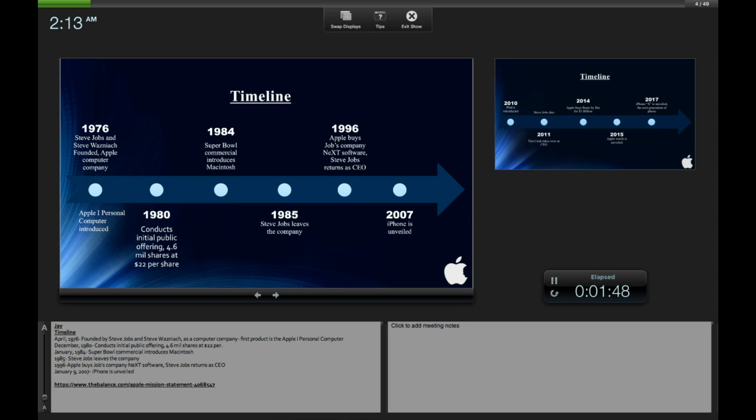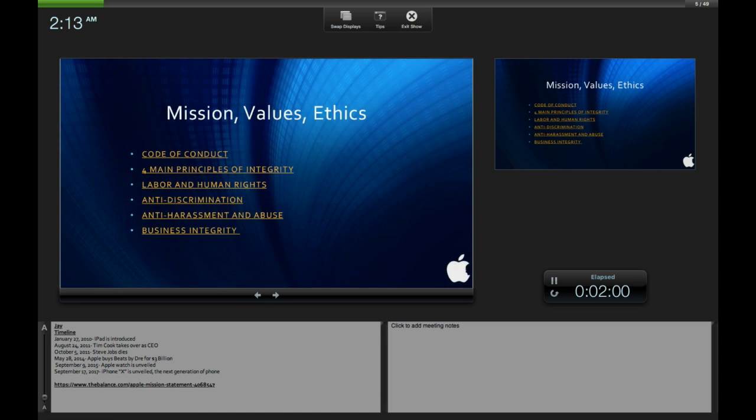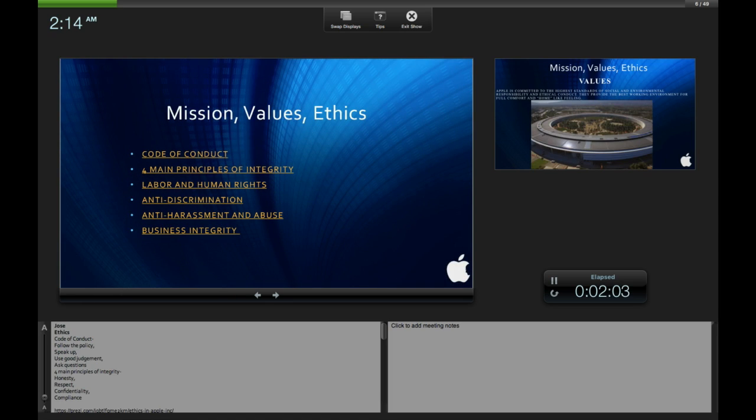Moving on. The timeline is gonna be Jay, information, link, so on and so forth. He's going to be explaining from 1976, where Steve Jobs and Steve Wozniak founded the company, to 2017, where the iPhone X is unveiled. Then we're gonna come with Jose. Jose is gonna be explaining the code of conduct, the ethics of Apple, and it's basically the code of conduct for main principles of integrity, labor and human rights, anti-discrimination, anti-harassment, abuse, and business integrity.